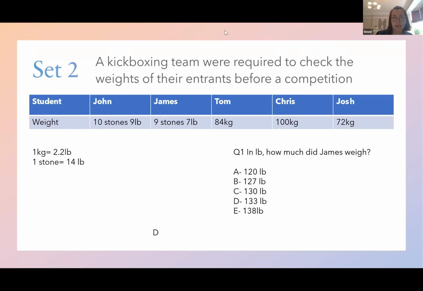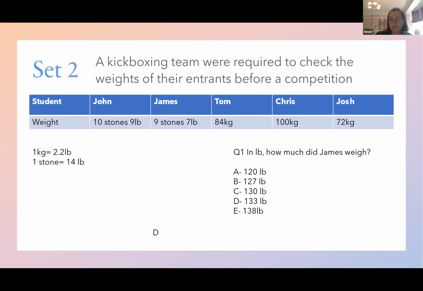For anyone who didn't understand this one, the question is asking how much does James weigh, so we just look straight at the data given for James, not interested in anyone else's, and it says that he's 9 stone 7 pounds, and they want you to convert that into just pounds. So we convert the 9 stones into pounds by doing 9 times 14. They've given us a little key on the side that tells us that 14 pounds are in a stone.